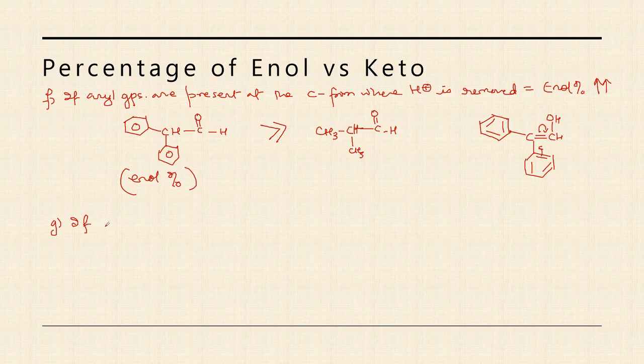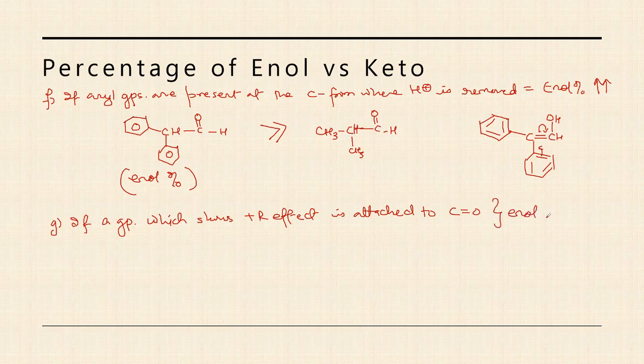Next, if a group which shows plus R effect is attached to C double bond O, enol percentage decreases. Why? Because cross conjugation will take place.